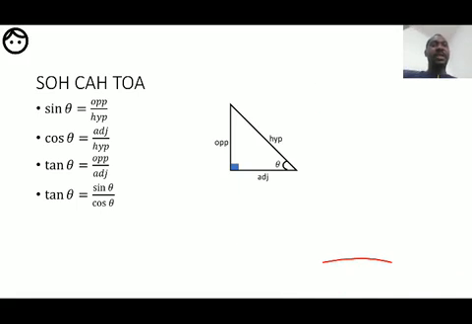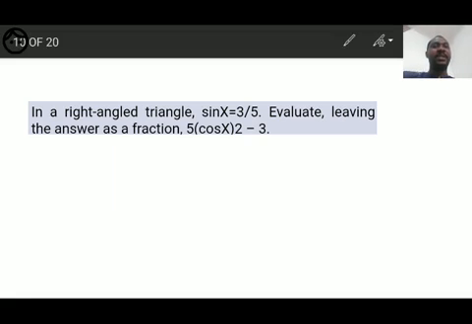So that leads us to the next thing here. Look at this question. We are given that in a right angle triangle, sine x is 3 over 5. Evaluate cos x, leaving the answer as a fraction. We are asked to leave the answer as a fraction.